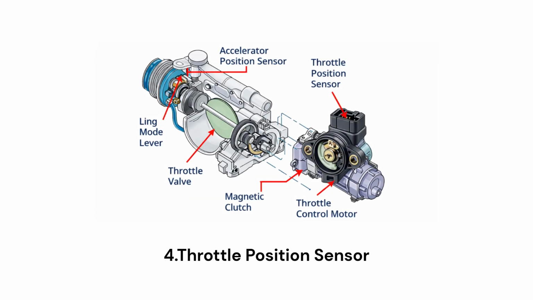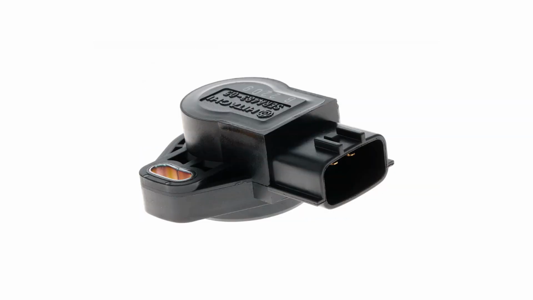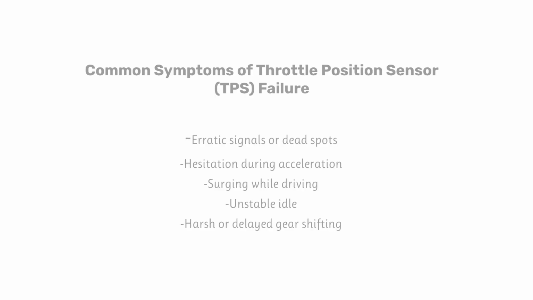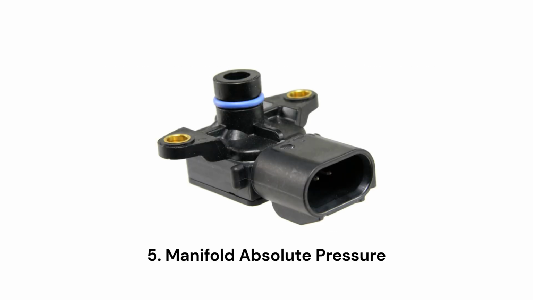4. Throttle Position Sensor, TPS. The throttle position sensor is a potentiometer mounted to the throttle shaft. It produces a voltage signal proportional to throttle opening, allowing the ECU to determine driver demand. This input affects fuel delivery, ignition timing, and automatic transmission shift strategy. A faulty TPS, typically showing erratic signals or dead spots, can lead to hesitation, surging, unstable idle, and harsh or delayed gear shifts.